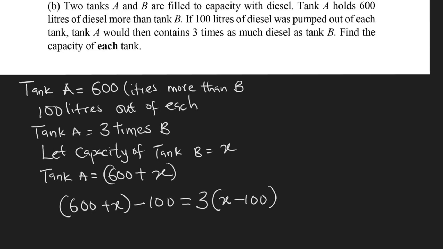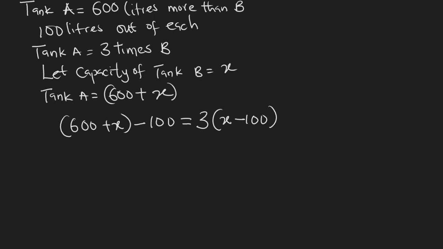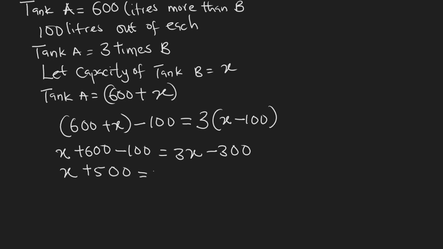I can rearrange this by saying, open the bracket, X plus 600. That's another way of writing it. Then we have minus 100 is equal to 3 times X, which is 3X. Then 3 times minus 100 is minus 300. Right? So in this case now, 600 minus 100 is 500. So we have X plus 500 equals 3X minus 300.